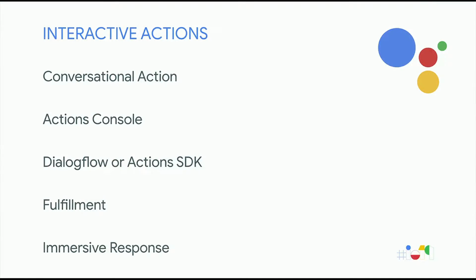So what is an interactive action? Well, it's a conversational action. And just like you create a conversational action in the Actions console, you do the same with an interactive action. Also, you use our existing tools like Dialogflow or the Actions SDK. Now, we definitely recommend using Dialogflow. It has a very nice GUI for you to easily create intents, and it has built-in natural language understanding. You also write code, which is the fulfillment that provides dynamic responses for your intents.